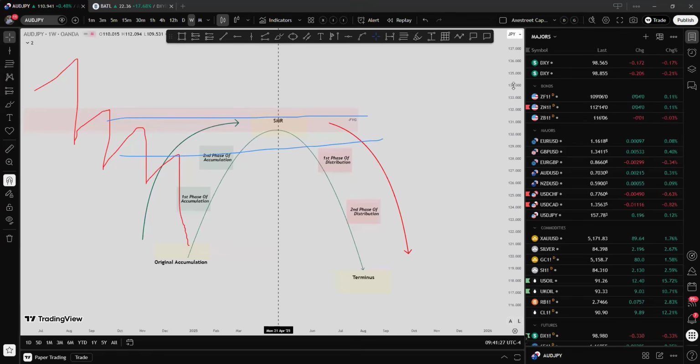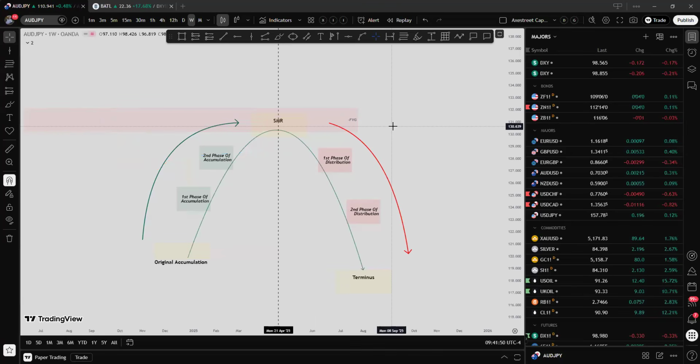And then price goes up to that PD array, which is where the smart money reversal occurs. And then the terminus is when price just takes out this level, or that opposing side of the market maker model stops, right? So that's just a super simple way of looking at all of that, and those are the building blocks of what you need for a market maker model.